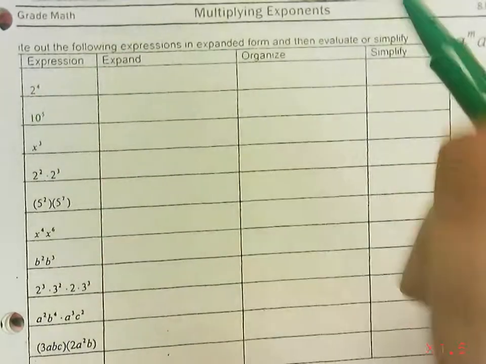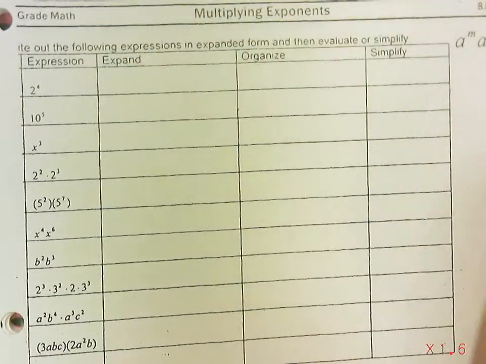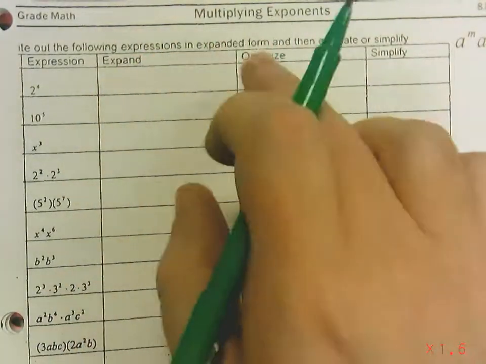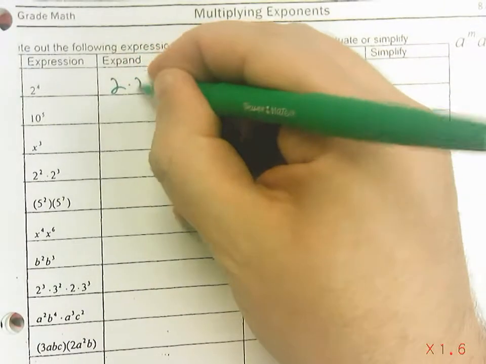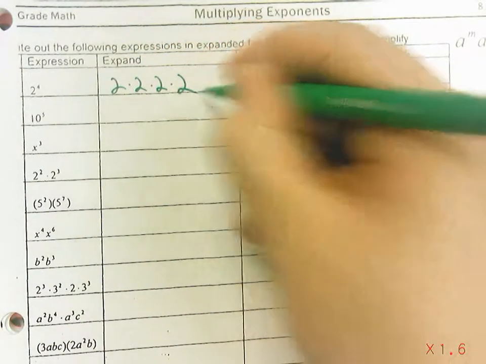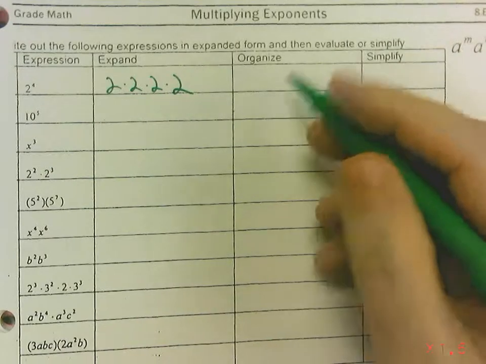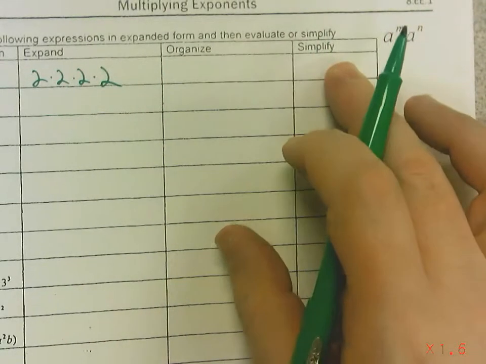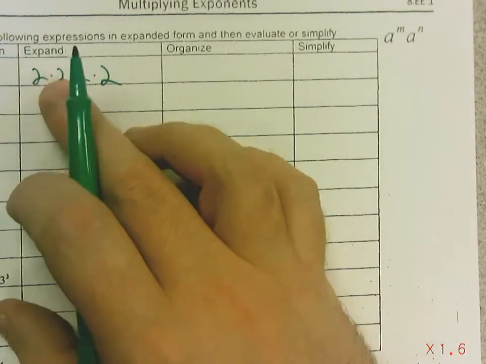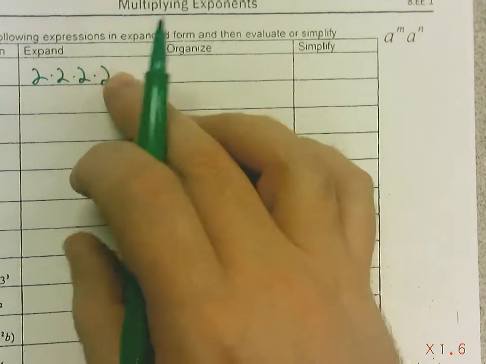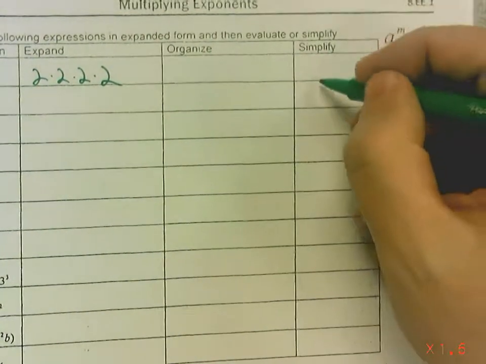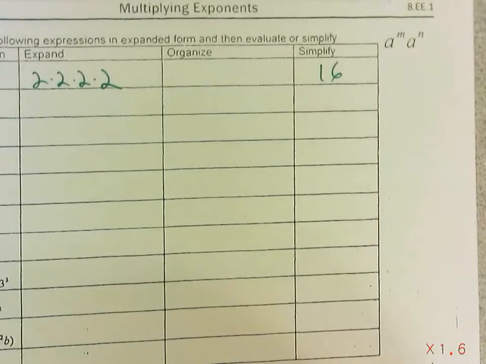So, first of all, 2 to the 4th power, let's expand it. 2 to the 4th power says you're multiplying 2 by itself 4 times. So you'd have 2 times 2 times 2 times 2. That's already pretty organized. If I were to simplify that, I would just actually do it. 2 times 2 is 4, times 2 is 8, times 2 is 16. So the answer would just be 16 here.